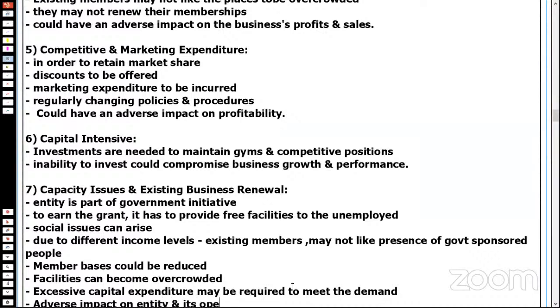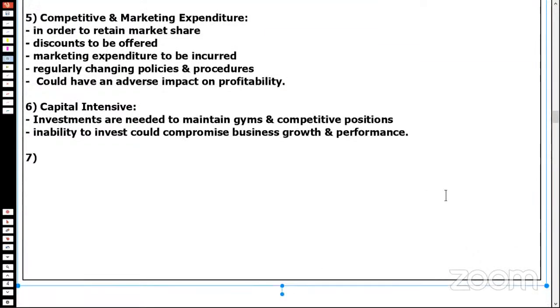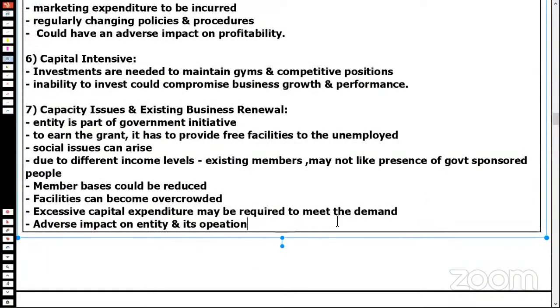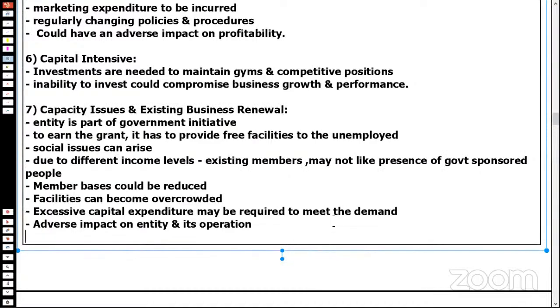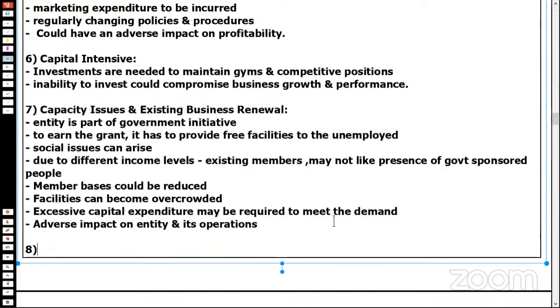Because you see, what happens is you are operating in a situation where you have no choice except to actually, if you wish to earn the government grant, you have to provide these free facilities, and hence this could have a social impact also, because when people of different income levels come to spend time along with you, that ultimately has an impact on a lot of people.